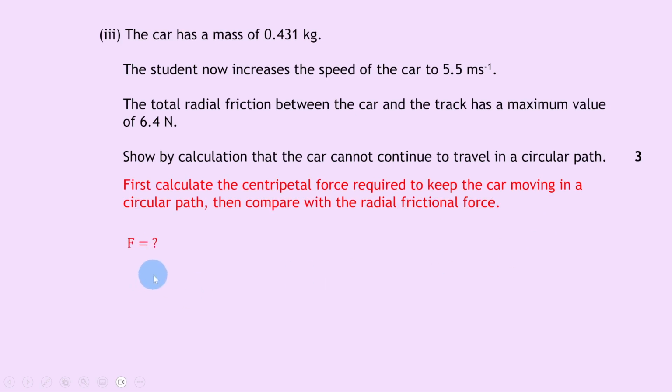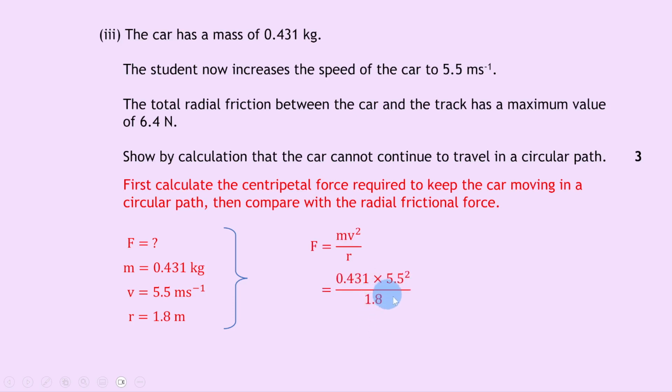So we're trying to find the centripetal force F. We know the mass m is 0.431 kilograms for the car. We know its linear speed v is 5.5 meters per second, and the radius of the path is 1.8 meters from earlier. So writing down our equation for centripetal force in terms of linear speed v, we have F equals mv squared over r. Substituting in the numbers gives 0.431 times 5.5 squared divided by 1.8, and if you put that into your calculator you should get an answer of 7.2 newtons.